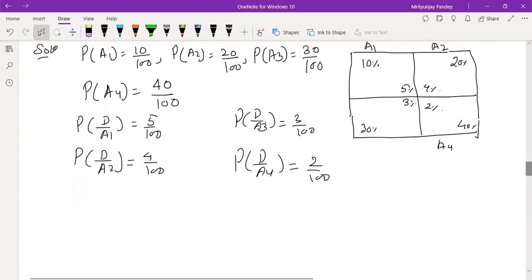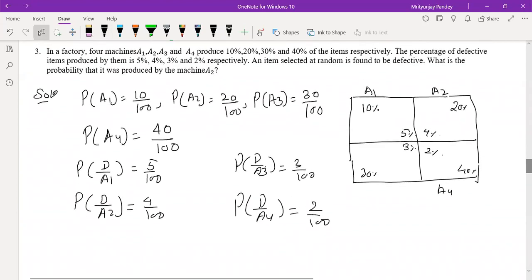So let's read the first question. No, it asks only one question. An item selected at random is found to be defective. What is the probability that it was produced by machine A4?